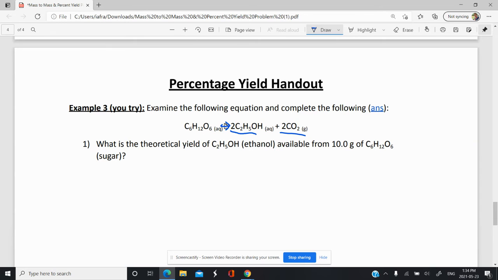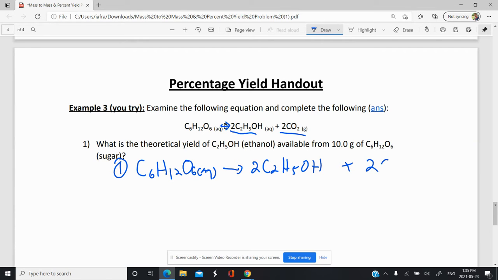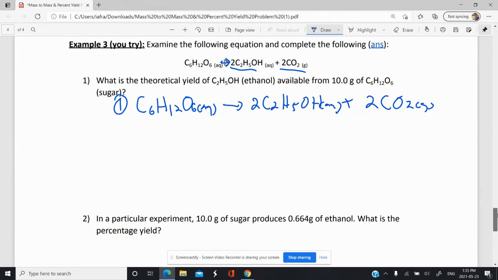And so what we want to do is find the theoretical yield of ethanol available from 10 grams of C6H12O6 according to that reaction. So basically what we're asking is, if you have this reaction happening, write out your balanced equation: C6H12O6 (aq) becoming 2 ethanols and 2 CO2s. What mass of ethanol could you potentially make theoretically? So that's what your theoretical yield is.